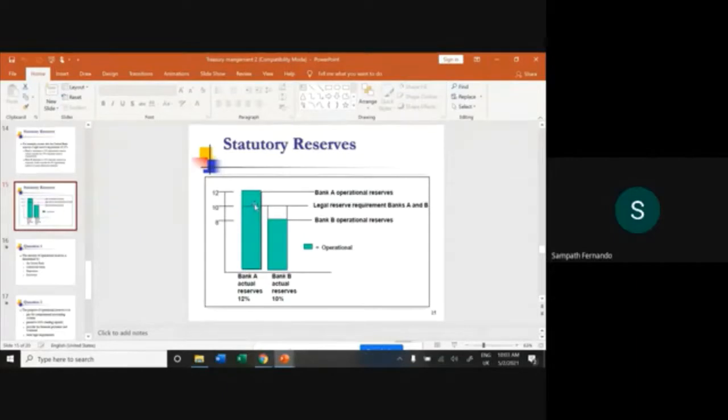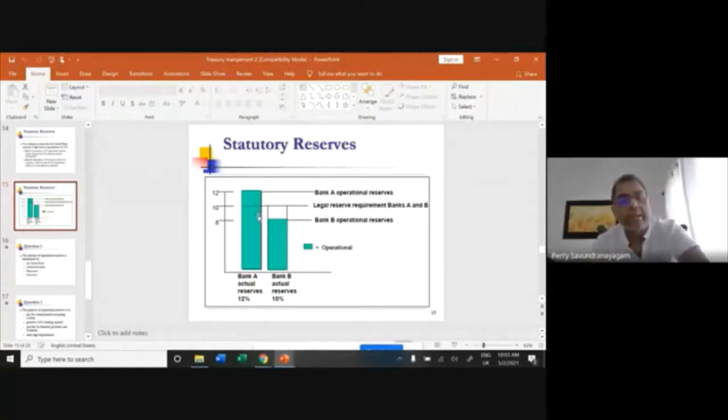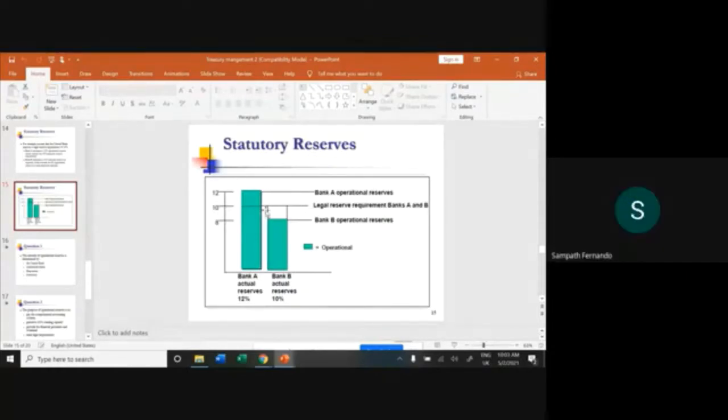Okay, sir. That means they have to maintain whatever higher amount, is it? That's correct, 100% right, yes. So what they have to maintain at a minimum is their legal requirement. Okay, sir, thank you.